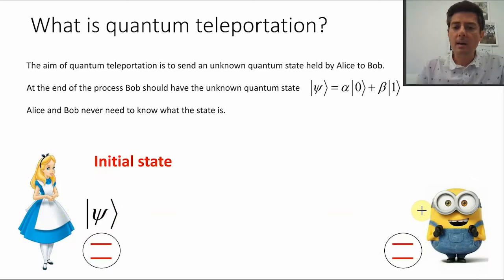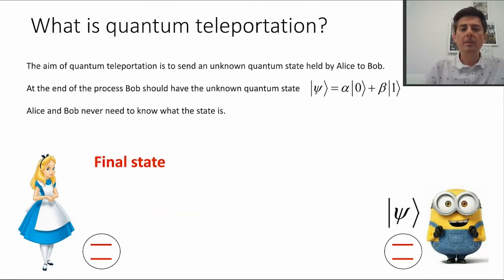One of the key important things here is that Alice and Bob never really need to know what the state actually is. Okay, I'll explain why that is important later on. But this is the final state of what we should end up with. Initially the state was here, but now finally Bob is in possession of the state.